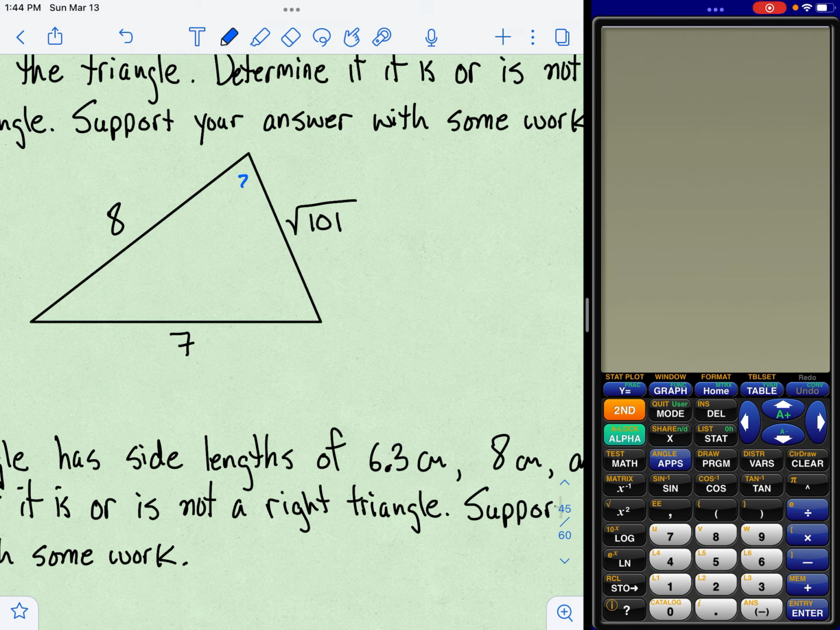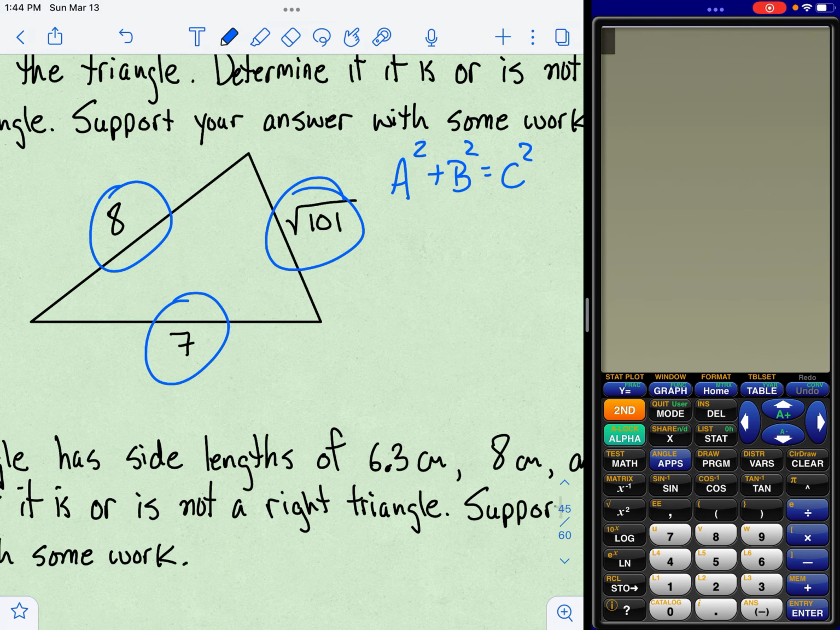Now, here's the thing. If you're really good with your numbers, you might know which one of these is biggest, right? So we're still using a squared plus b squared equals c squared. Ultimately, that's the equation we use for this entire unit. Well, the issue is I don't know what a, b, and c are, because while I know what 8 is and I know what 7 is, I don't actually know what the square root of 101 is. So it might not be a bad idea to get an estimate of the square root of 101, about 10.0. So though it's not 10, it does tell me this is the biggest.